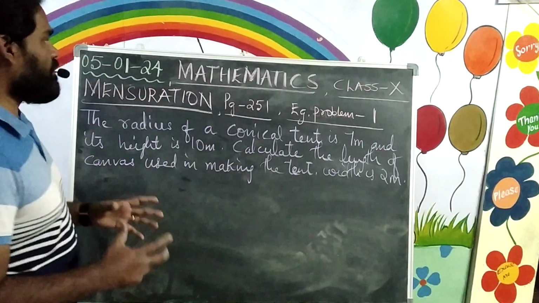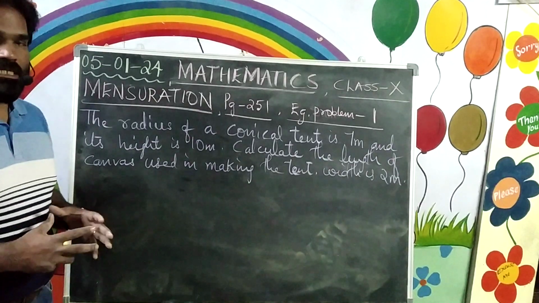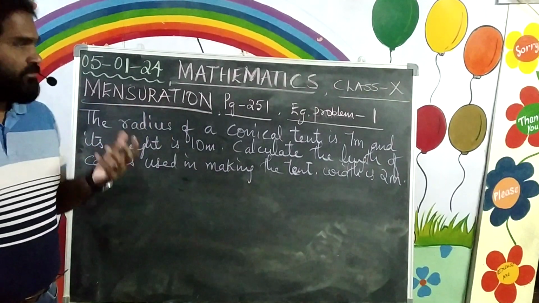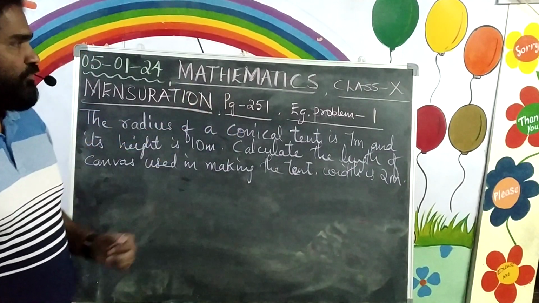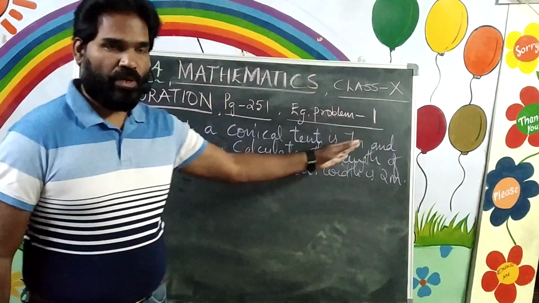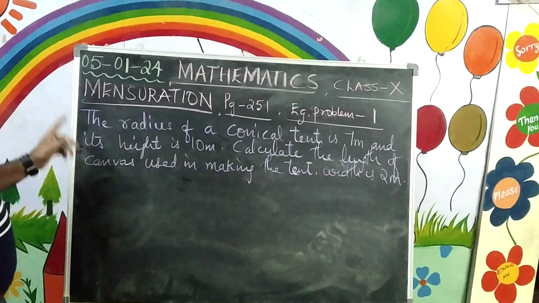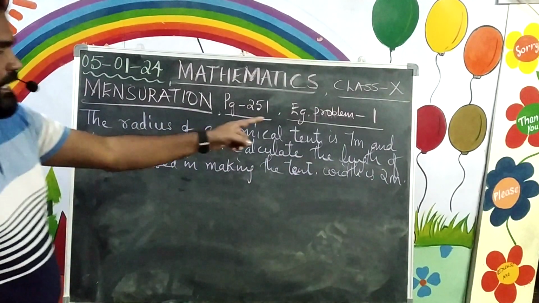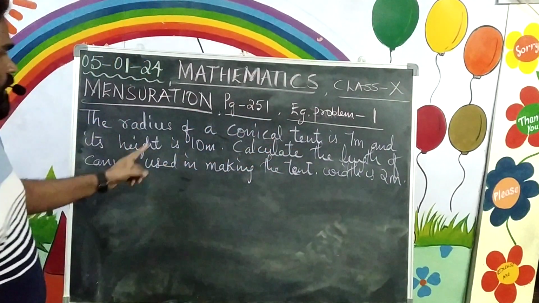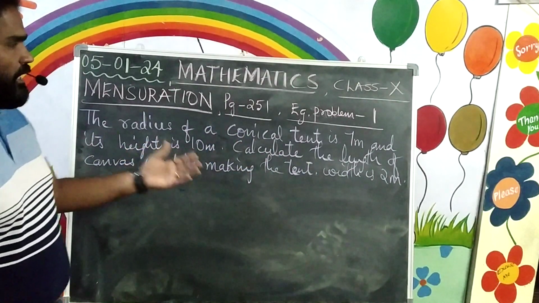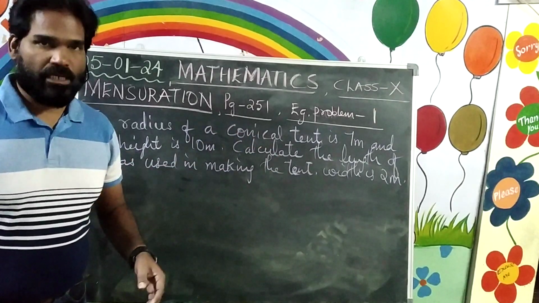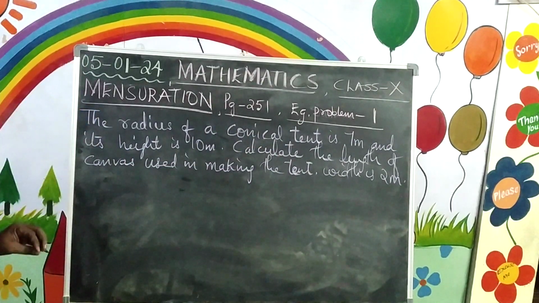This is class 10th mathematics, and from this class 10th mathematics we have picked up the chapter mensuration, and this is from the SSC syllabus textbook, page number 251, example problem number 1. This is the question. The radius of a conical tent is 7 meters and the height is 10 meters. Calculate the length of the canvas required in making the tent. Width is 2 meters. Now watch very carefully.